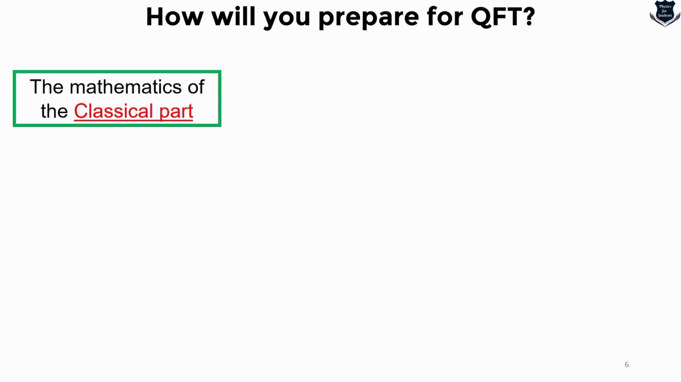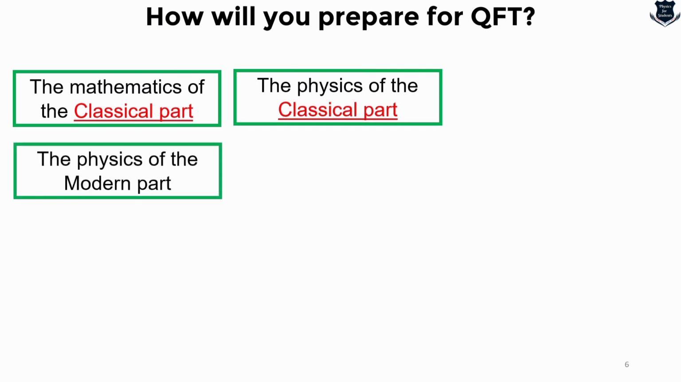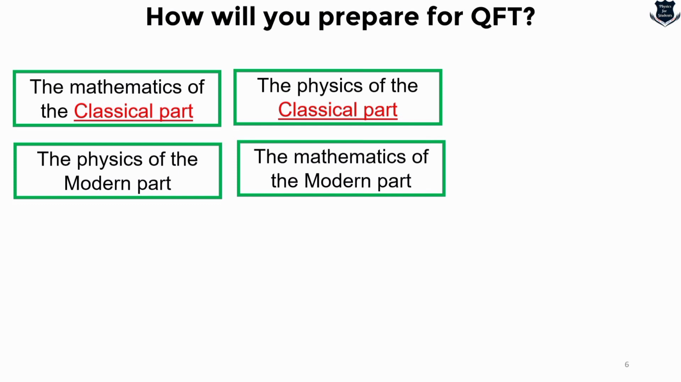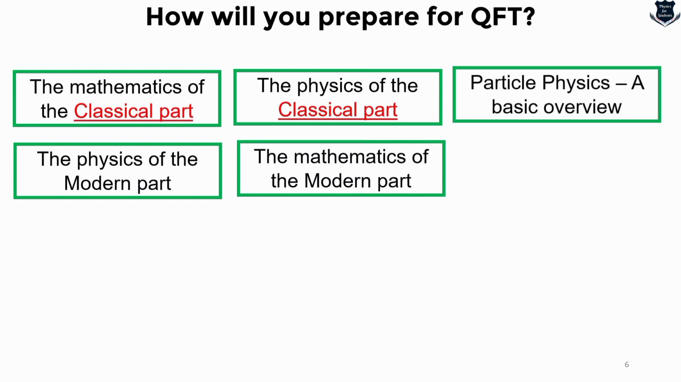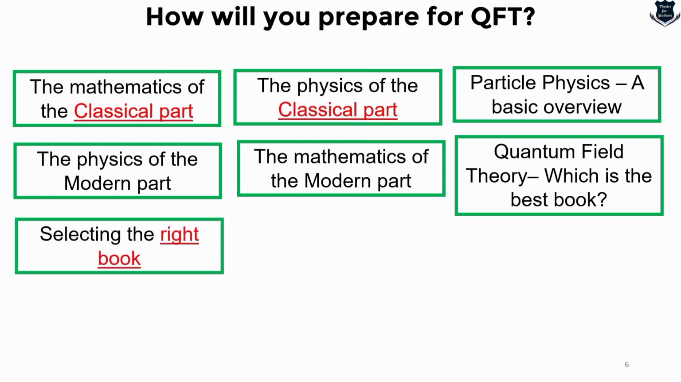We have also seen how you would prepare for quantum field theory, which includes that you need to know the mathematics of the classical part, you need to know the physics of the classical part, you need to know the modern physics and modern mathematics along with a basic overview of particle physics, and we also need to know which is the best book for quantum field theory. And we are going ahead with this particular part.